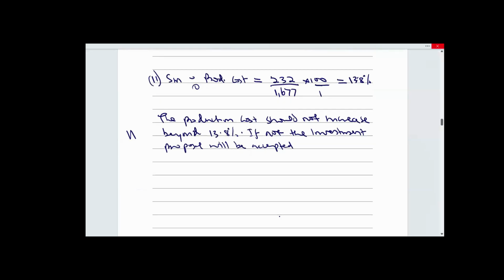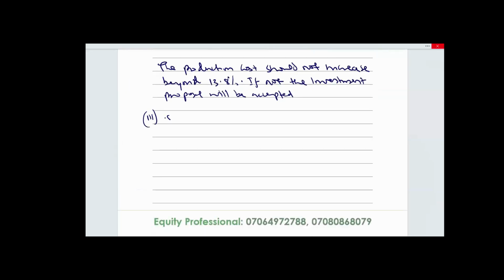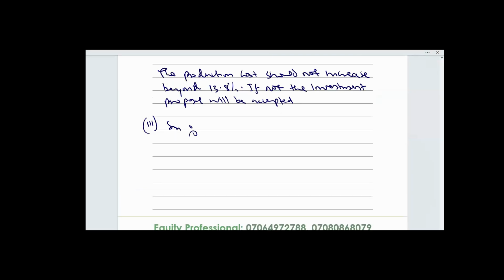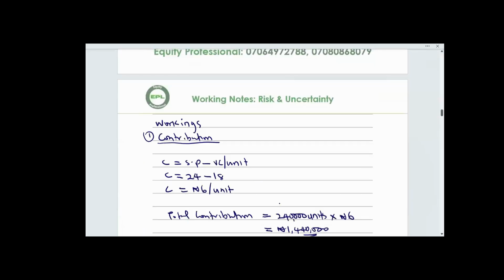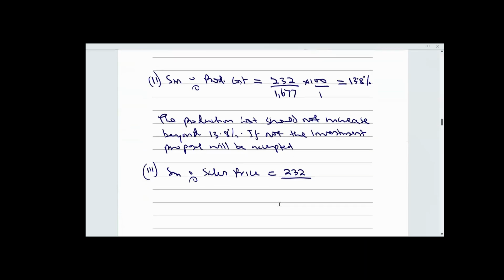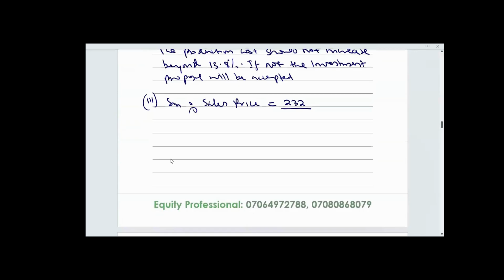All right. Number 3, sensitivity margin of the next variable, which is sales price. Sensitivity margin of sales price is NPV of 232 over present value of sales price. I don't know the present value of sales price, so I need to go and calculate it. Let me use PV of sales price.